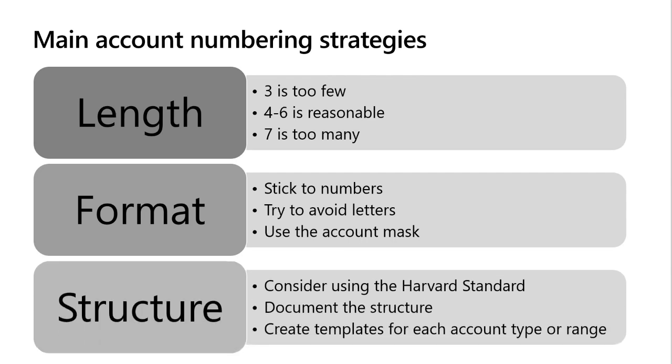Finally, when thinking about the strategy for your main accounts, you will want good structure to the accounts. For example, you might want to consider using a standard such as the Harvard standard, where the accounts that begin with 1 represent assets, 2 represent liabilities, 3 are equities, 4s are revenue, 5 are cost of goods sold, 6 are expenses, and so on. Even if you don't use a general standard, we recommend that you document your structure and rules and consider creating main account templates for each account type or range that you have assigned in your structure.